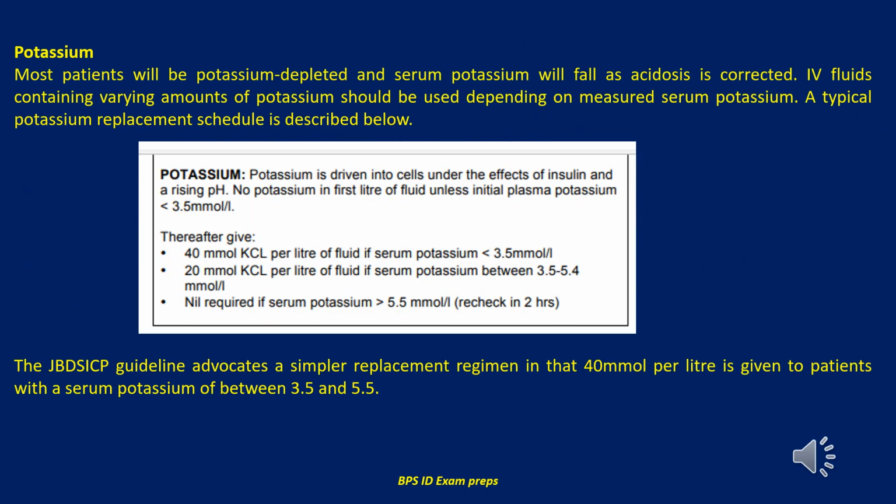Regarding potassium, most patients will be potassium depleted and serum potassium will fall as acidosis is corrected. IV fluids containing varying amounts of potassium should be used depending on measured serum potassium. A typical potassium replacement schedule is described below. Pause the video and carefully scrutinize the table below. The JBDSICP guideline advocates a simpler replacement regimen in that 40 mmol per liter is given to patients with a serum potassium of between 3.5 and 5.5.